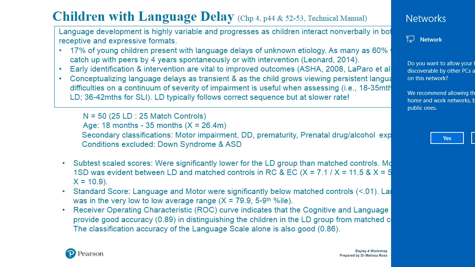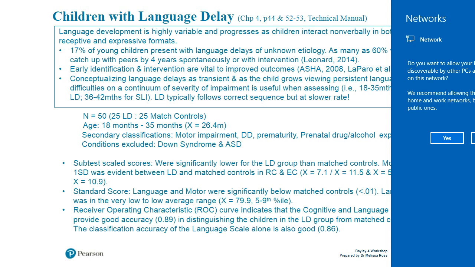For a sample of 50, including 25 children with language delay and 25 matched controls with a mean age of 26.4 months, subtest scaled scores were significantly lower for the language delay group than matched controls. More than 1 standard deviation was evident between the language delay and matched controls in both receptive communication and expressive communication. Standard scores for language and motor were significantly below matched controls. Language was in the very low to low average range.